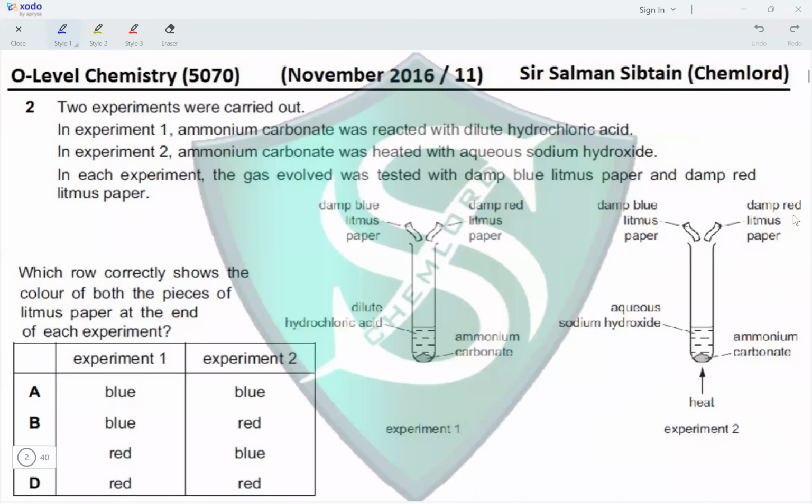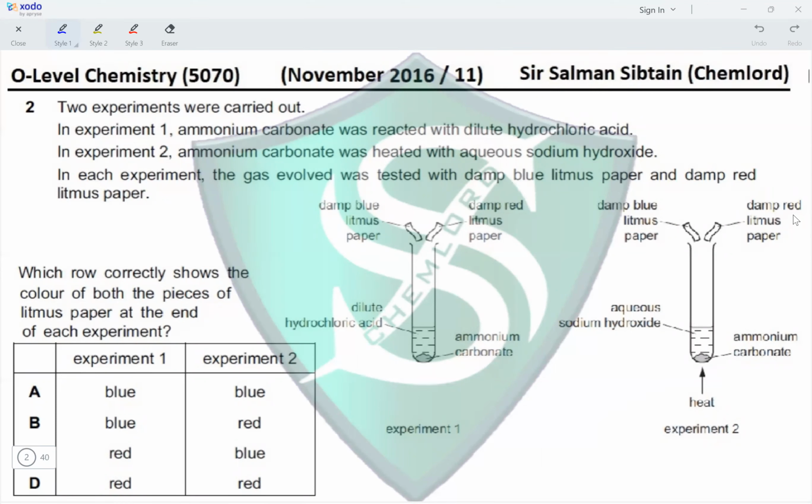Question 2. Two experiments were carried out. In experiment 1, ammonium carbonate was reacted with dilute hydrochloric acid. In experiment 2, ammonium carbonate was heated with aqueous sodium hydroxide. In each experiment, the gas evolved was tested with damp blue litmus paper and damp red litmus paper. Which row correctly shows the color of both the pieces of litmus paper at the end of each experiment?